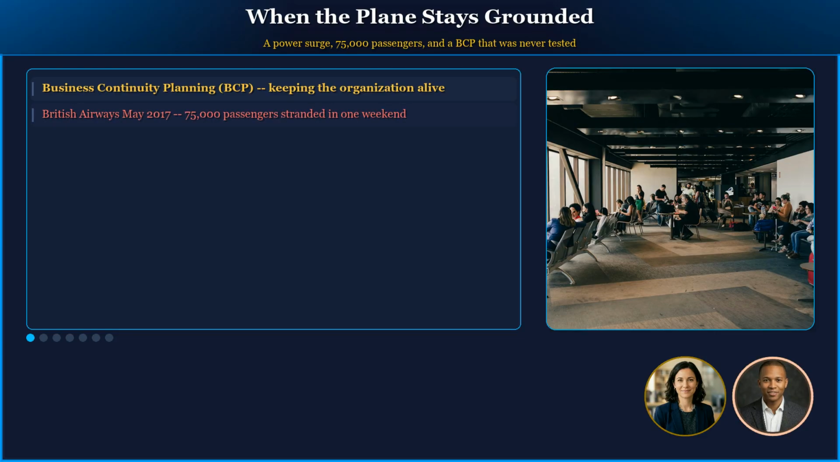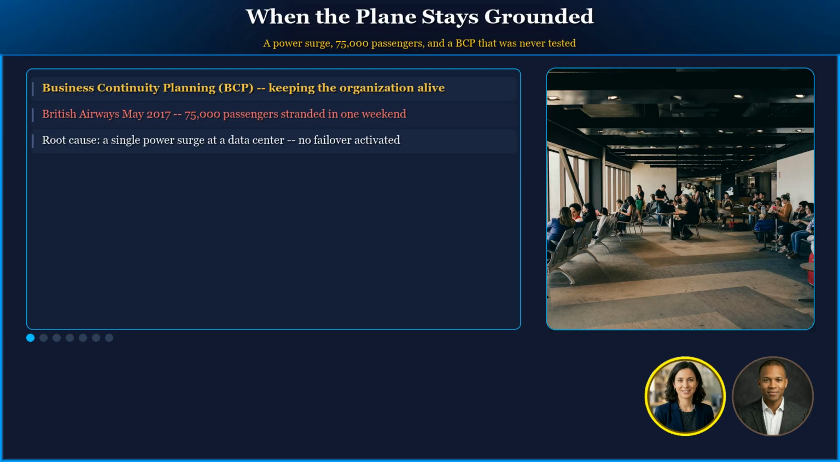75,000 passengers were stranded or had flights cancelled across a single weekend. The cost was estimated between 80 and 150 million GBP in compensation and lost revenue. And the root cause? A failover system that was never properly tested. British Airways had a documented recovery path, they just had not verified it worked. That is a business continuity planning failure at the highest level, not a hacking incident, not a breach.